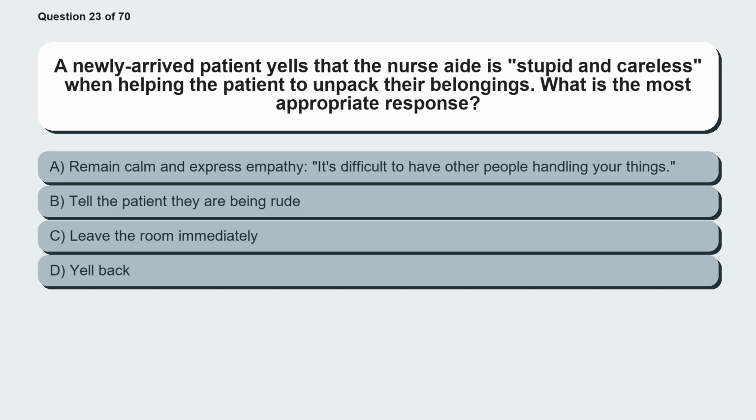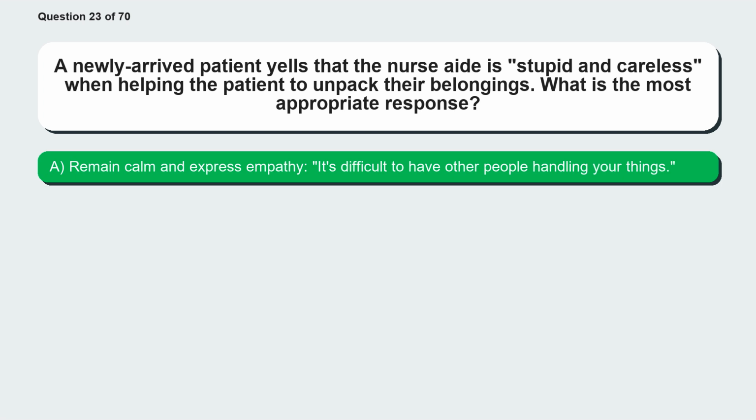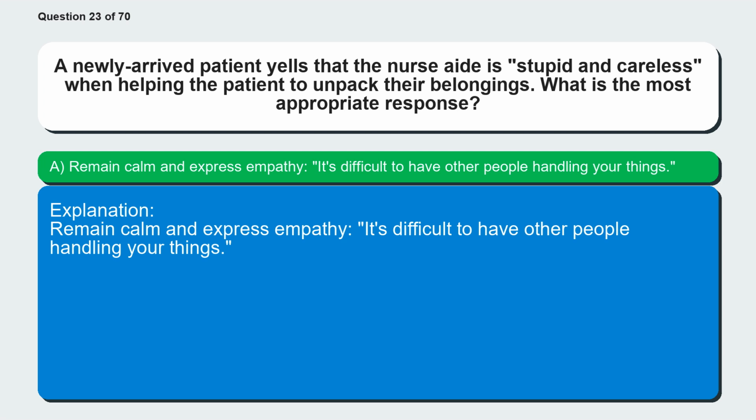Question 23. A newly arrived patient yells that the nurse aide is stupid and careless when helping the patient to unpack their belongings. What is the most appropriate response? Option A. Remain calm and express empathy. It's difficult to have other people handling your things. Option B. Tell the patient they are being rude. Option C. Leave the room immediately. Option D. Yell back. The correct answer is option A. Remain calm and express empathy. It's difficult to have other people handling your things.